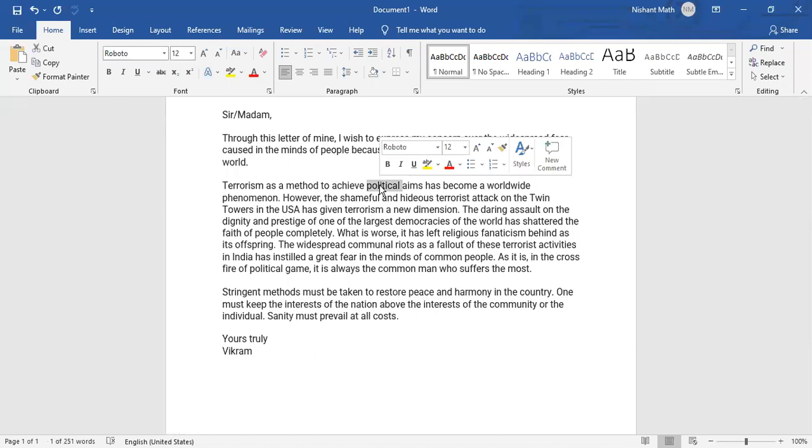So citizens of any country are mattering a lot. But what these political systems, that is the political parties, what they are doing, they are using this terrorism as a weapon to achieve their political aims.